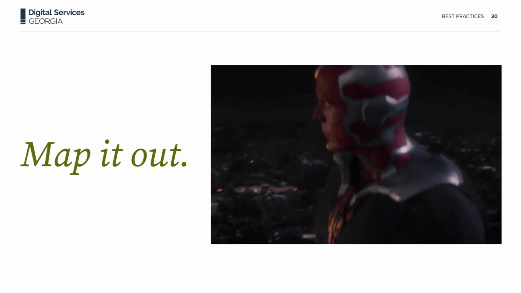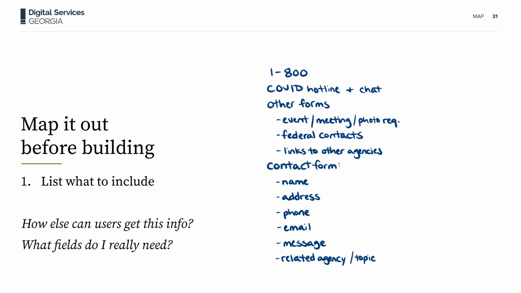And then you're going to start to map it out. So this is where we zoom out and take a look at the whole picture. Make a list before you start actually building this form. Think about: is there any other way that users can get this information? So does this already exist online? Is this form actually going to be the best way to get an answer? And also start to consider, what is the data that you need? List out what all it is that you're planning on including.